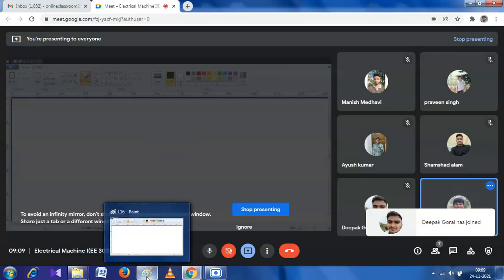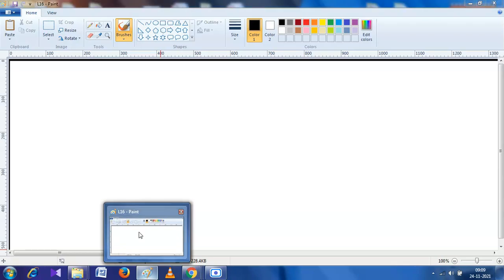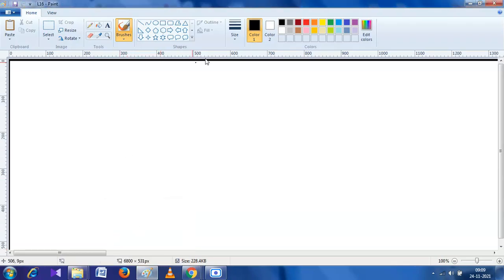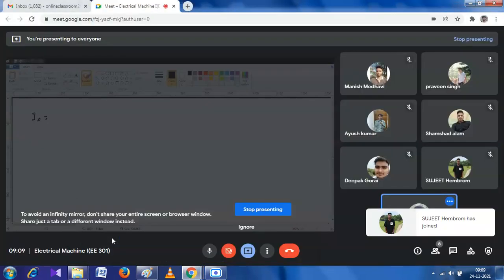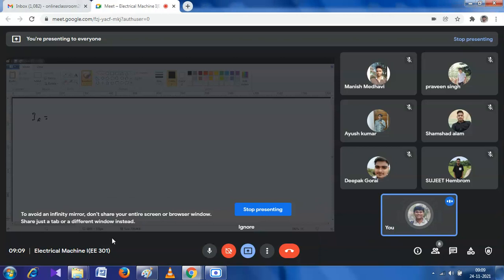Manish, Ayush, Deepak, anyone? What is the equation of the armature current from motor equation? We get Ia is equal to, tell me, Manish, am I audible? Manish, am I audible? Ayush?